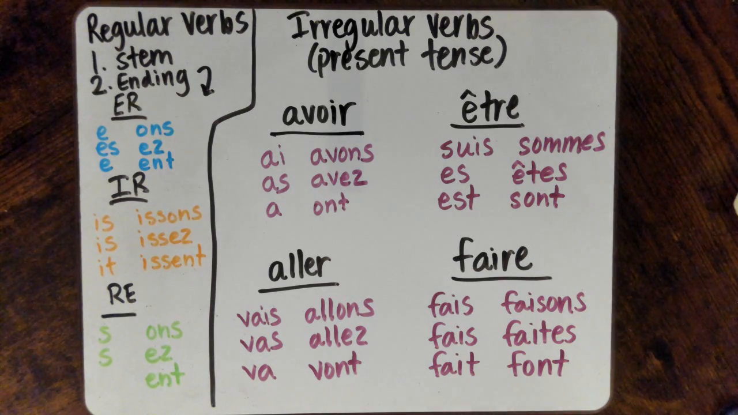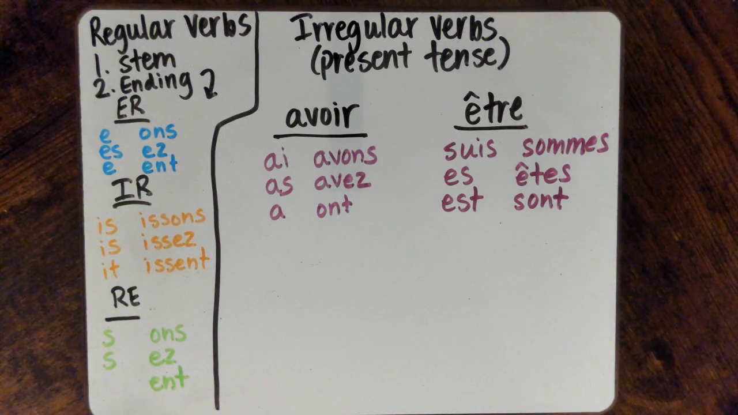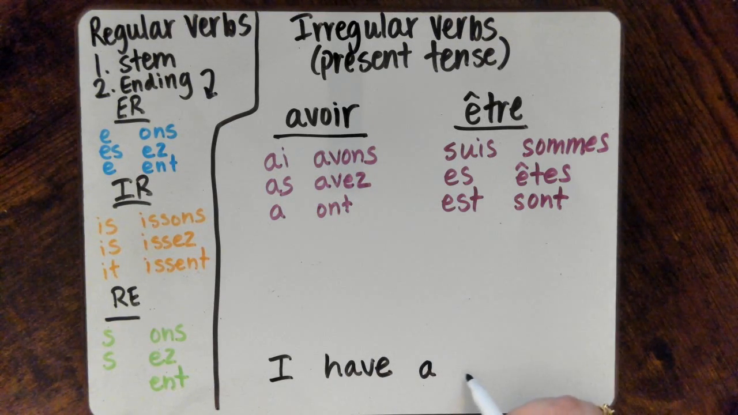Okay, so what are these verbs actually saying? Let's use some in a sentence. I'm going to get rid of these two on the bottom, and we're just going to use these ones up top just for practice. Okay, so these two verbs you see here, avoir and être, are two of the most important verbs that you're going to need to know when you're learning French. They mean to have and to be. So what if I wanted to say, I have a pen?